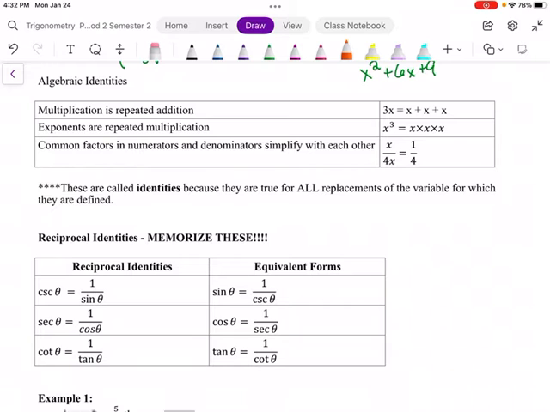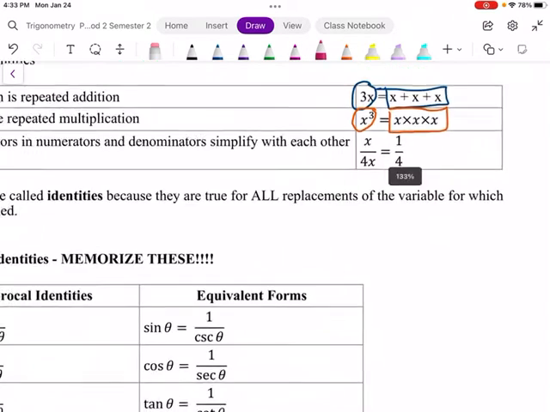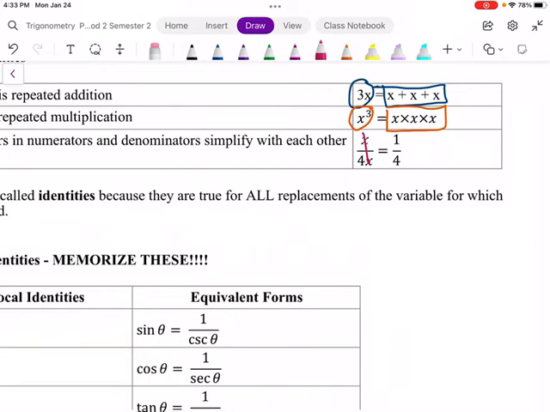Some common algebraic identities that you hopefully are familiar with is that multiplication is the same thing as repeated addition. That's why we can write 3x instead of writing out x plus x plus x. Also, exponents are just repeated multiplication. And again, that's why we can write x to the power of 3 instead of x times x times x. And when you have a common factor in the numerator and the denominator, then you can simplify them. So the example we've got is x over 4x. Because they're being multiplied, we can simplify the x's to get 1/4.